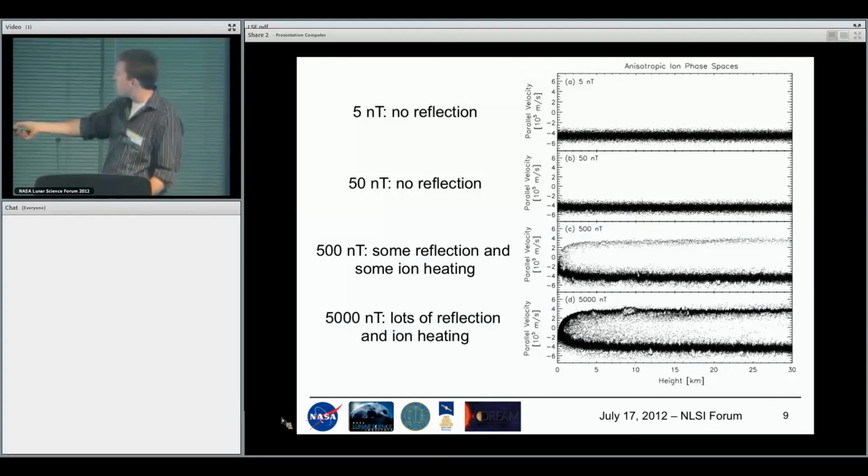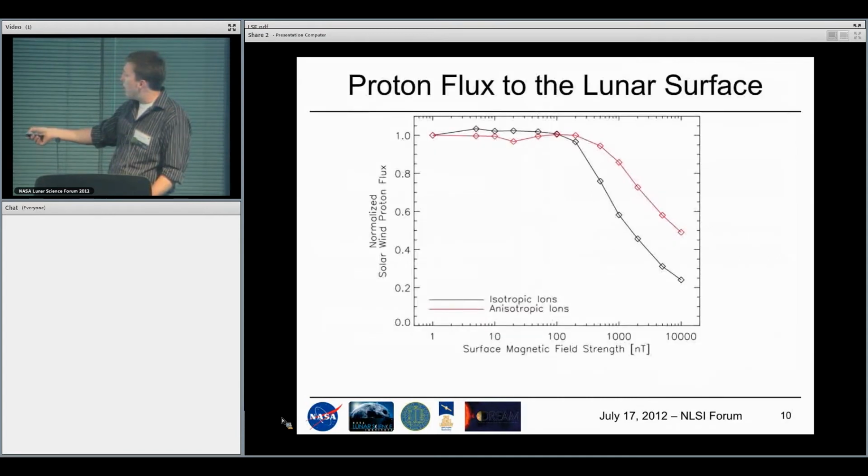Finally, take things a little bit farther. If we amp up the magnetic field another order of magnitude, we get to about 5,000 nanotesla. You correspondingly see much more reflection.